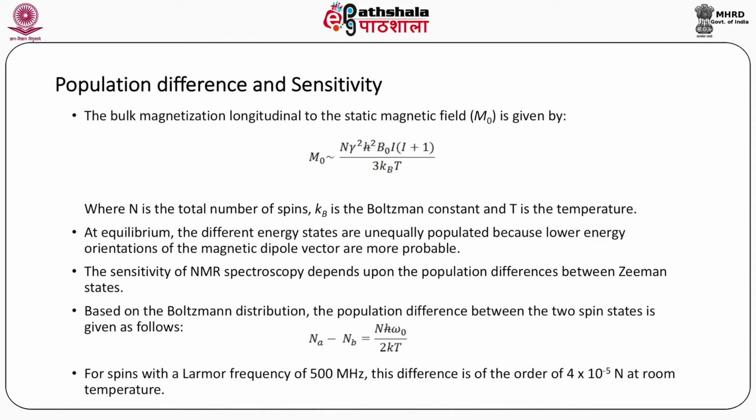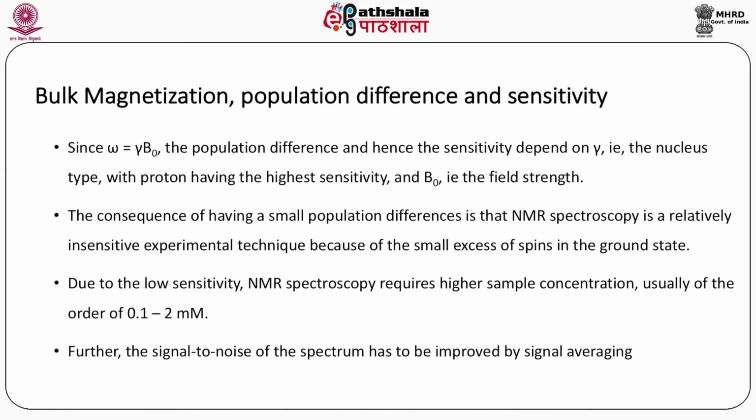Based on the Boltzmann distribution, the population difference between the two spin states is given as follows: N alpha minus N beta is equal to N h cross omega 0 by 2 kB T. For spins with a Larmor frequency of 500 megahertz, this difference is of the order of 4 into 10 raised to the power minus 5 N at room temperature. Since omega is equal to gamma B0, the population difference and hence the sensitivity depend on gamma, that is the nucleus type, with proton having the highest sensitivity, and also it depends on B0, that is the field strength.